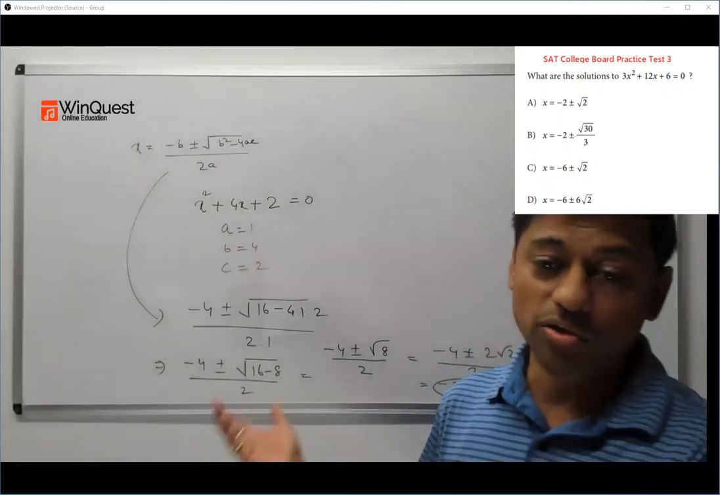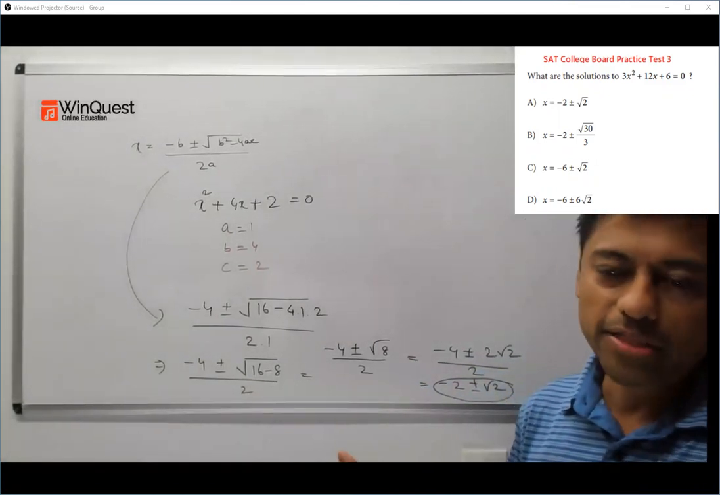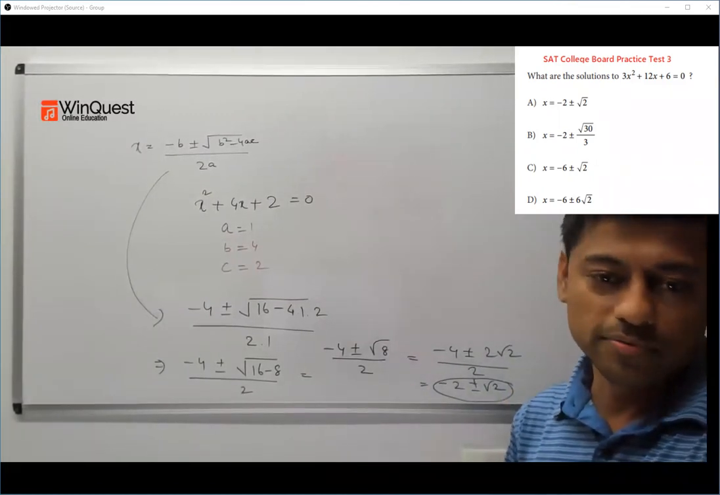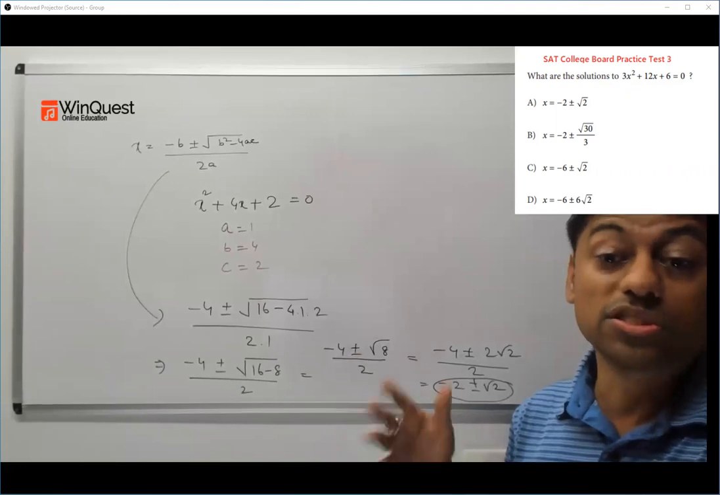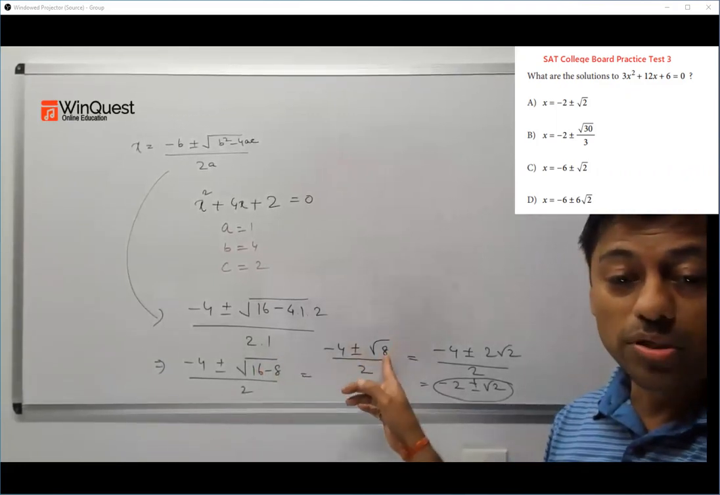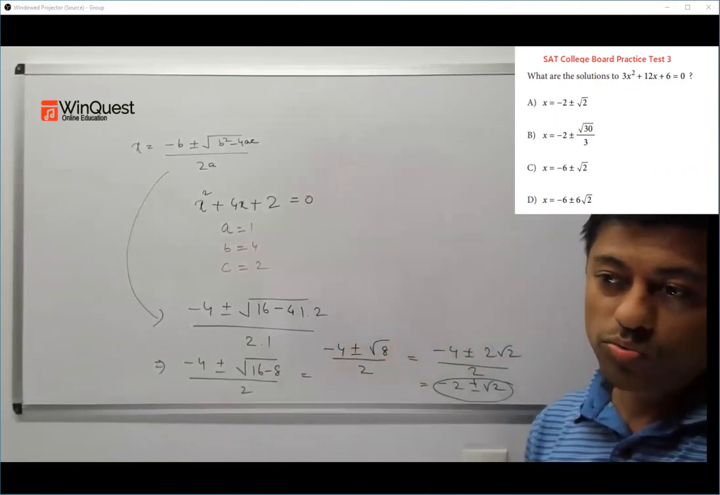Now you'll say, sir, why did you do it so fast? Of course, I did it fast. This is the speed you have to bring in yourself. I jumped quite fast. 16 minus 8 becomes root of 8. How many have followed that root 8 is actually 2 root 2?